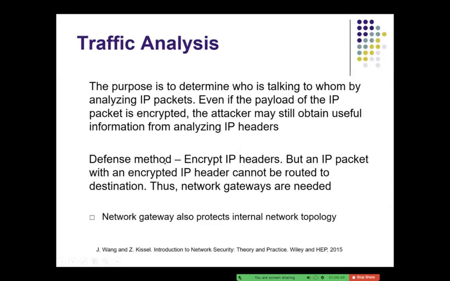So the defense method is, in order to hide the sender's and the receiver's IP addresses, you would need to encrypt IP headers as well. But then if the IP headers are encrypted, how can you forward encrypted packets? Okay, so in this case, a network gateway is needed.